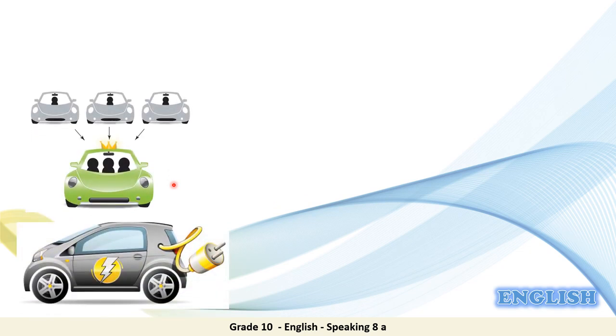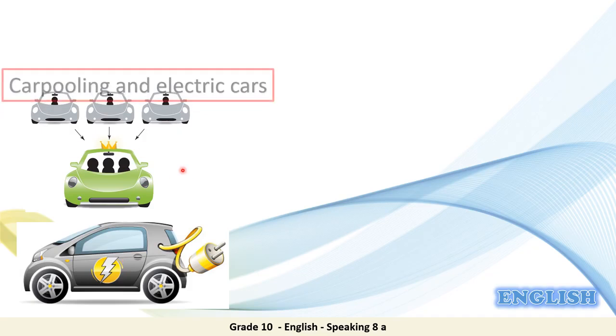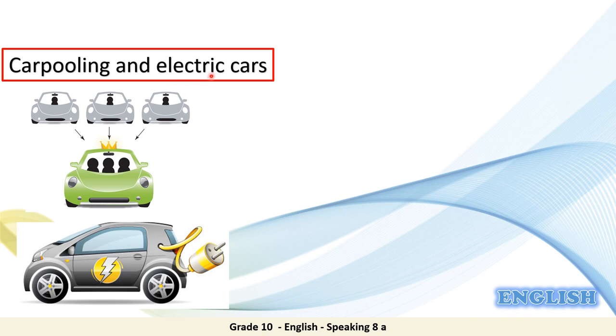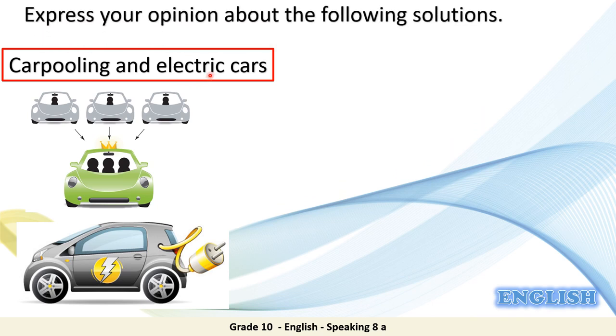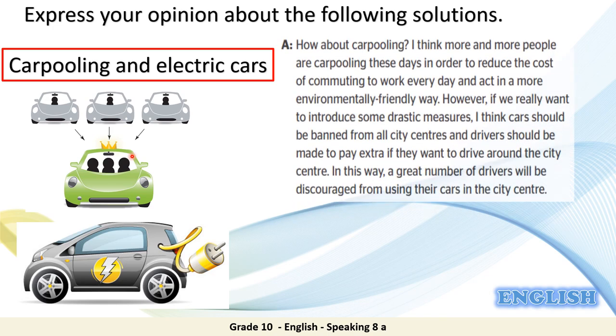Here we have two solutions that might help us save the environment. Please look at the pictures. What do you think these solutions are? That's right, they are carpooling and electric cars. Now please pause the video for a while. Express your opinion about these two solutions and explain how they would help us save the environment. Now let's find out some of the possible answers.